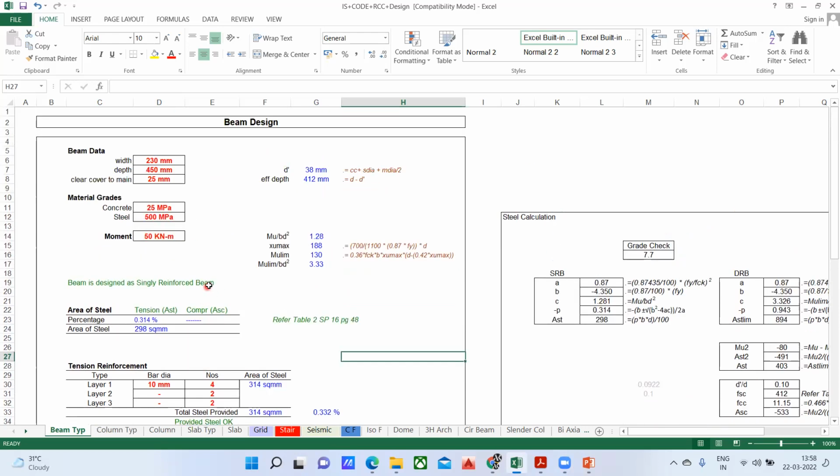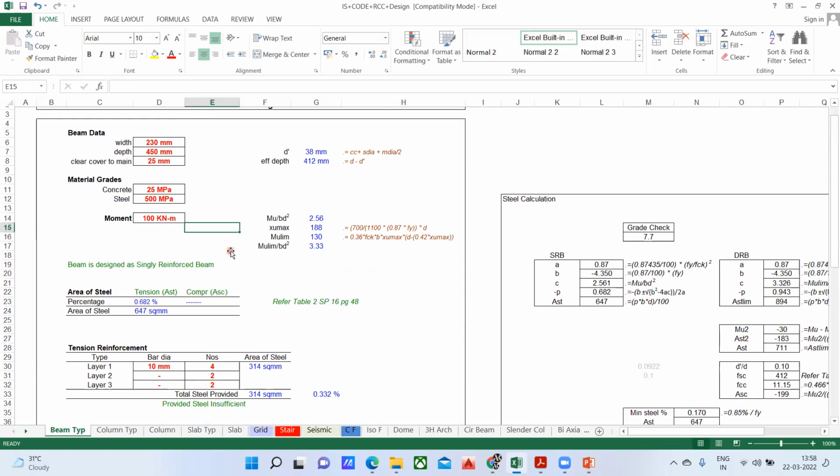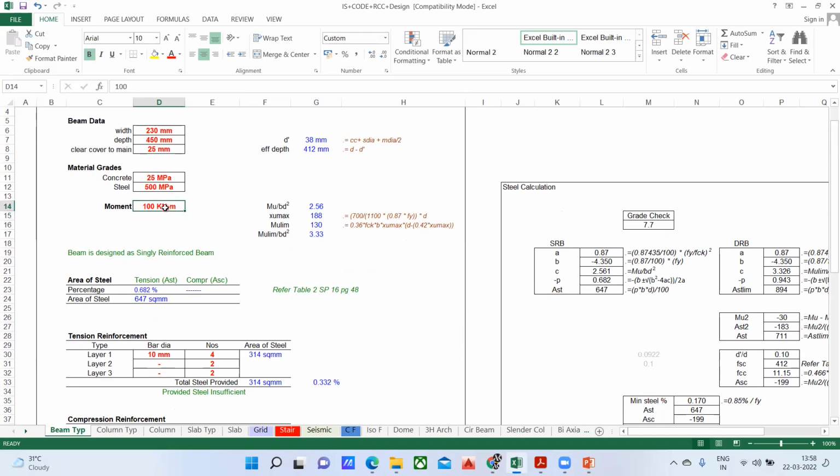So now let us consider, I'll increase the moment. I will change this beam into a doubly reinforced beam. Instead of 50, I'll make this as 100. So still it is coming as a singly reinforced beam. I'll make this as 200. So now you can see here, the beam is designed as a doubly reinforced beam. Why? Because up to, I'll go with 150 now. So now also it is coming as doubly reinforced. I'll go with 125. Yeah, so up to 125 it is a singly reinforced beam.